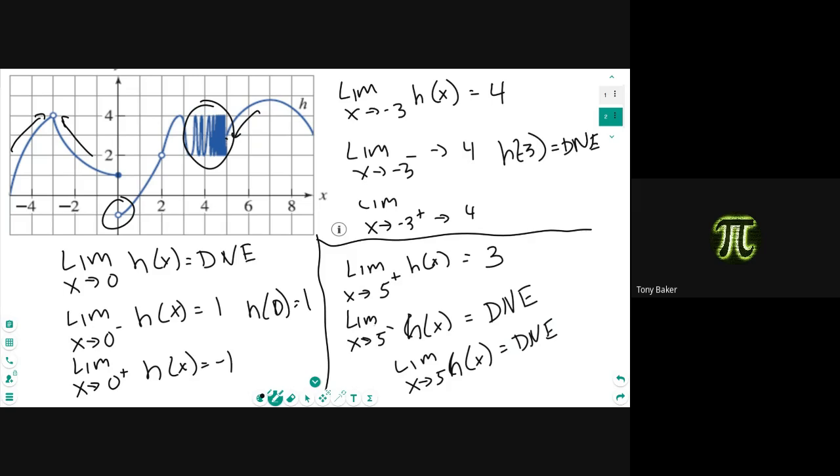All right. Any questions on this type of problem? Okay. All right. The entire rest of the test is just limit problems. I give you the limit, you find me the answer.